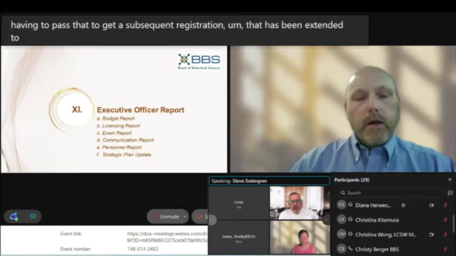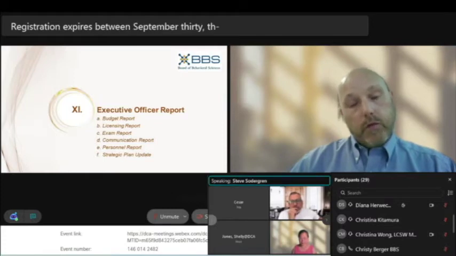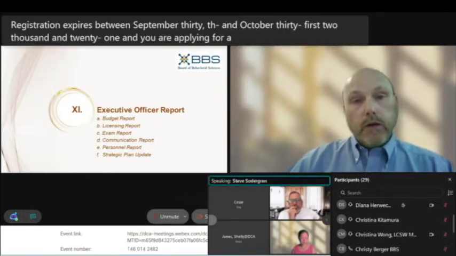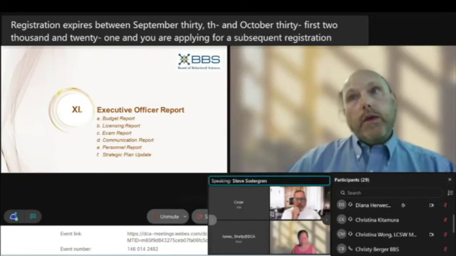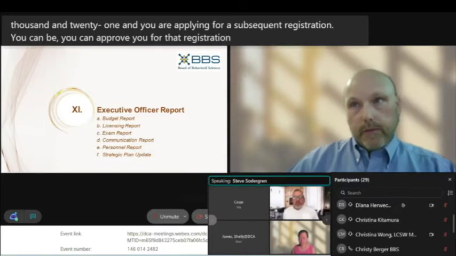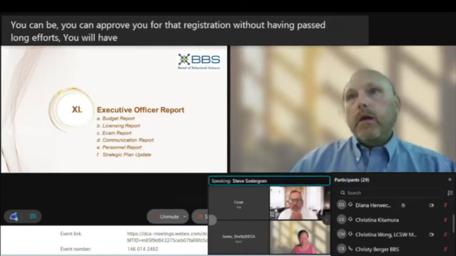If your current registration expires between September 30th and October 31st, 2021, and you are applying for a subsequent registration, we can approve you for that registration without having passed the law and ethics exam. You will have to pass it by your next renewal, though.